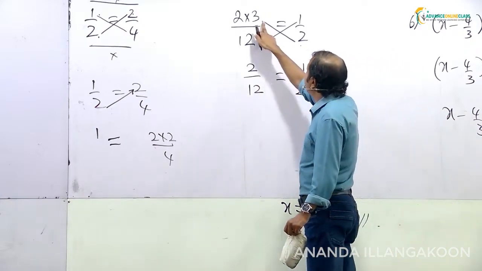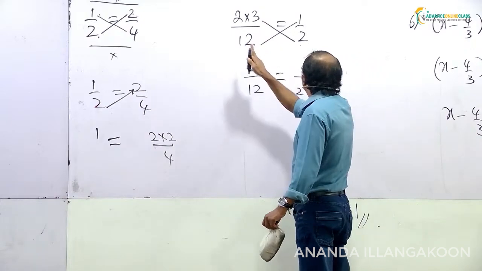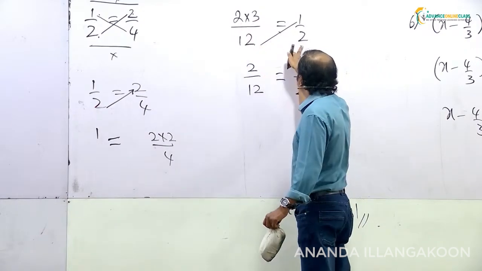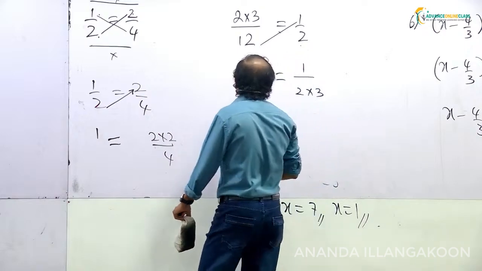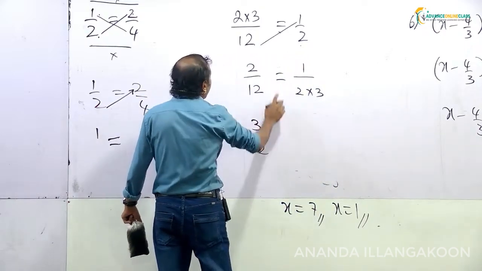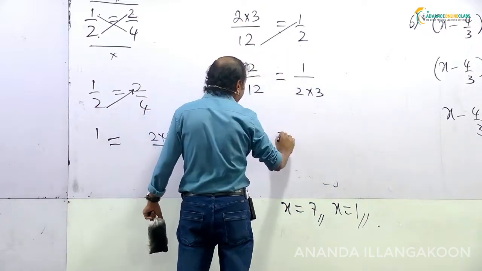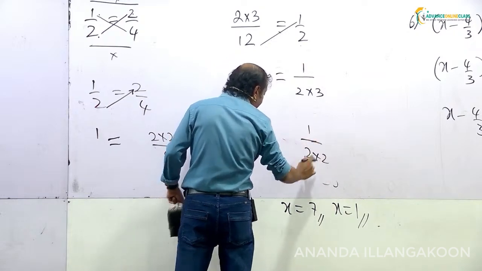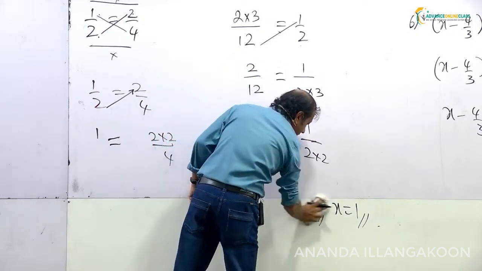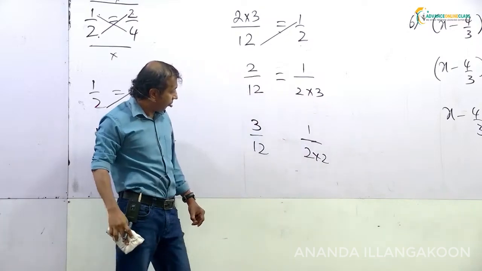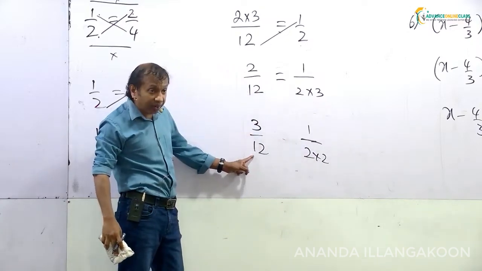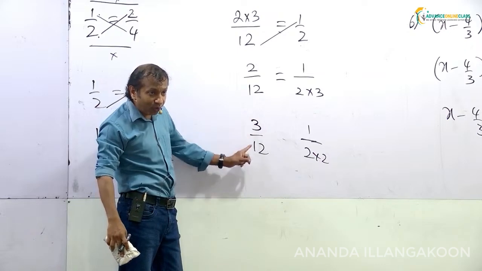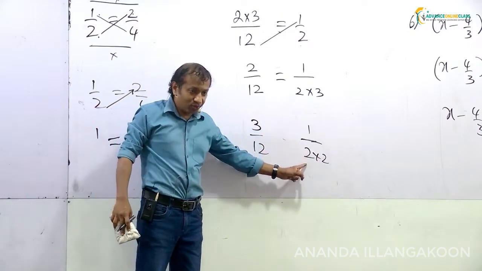We take not this 3. I took 3, no? I took this 2 here, not 3. Then what do you have on the left hand side? 3 divided by 12. Once you take this 2 here, what do you get? 1 over 2 into 2. See whether they equal? 3 and 12 we can divide by 3. What do you get? 3 divided by 3 is numerator 1. This is 4. 1 over 4. Here, 1 over 4, still equal.